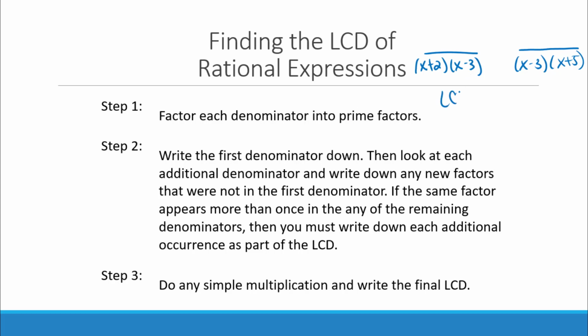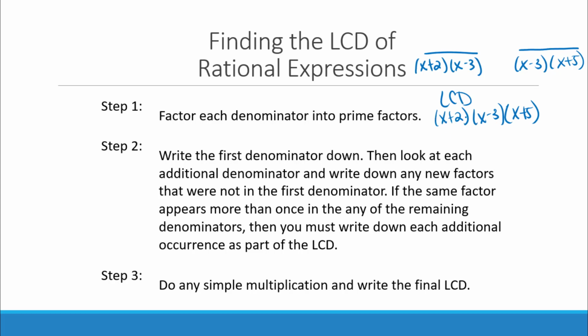When you're looking for the least common denominator of fractions such as these, you always write down the first denominator in its entirety. So there's my first denominator. Then you look at each additional denominator and write down any new factors that did not appear in the first one. Let's glance over here at the second fraction. Is there anything new, essentially? Is there anything that wasn't covered over here? Well, notice this one has an x plus 5. So x plus 5 would also be a part of my least common denominator.